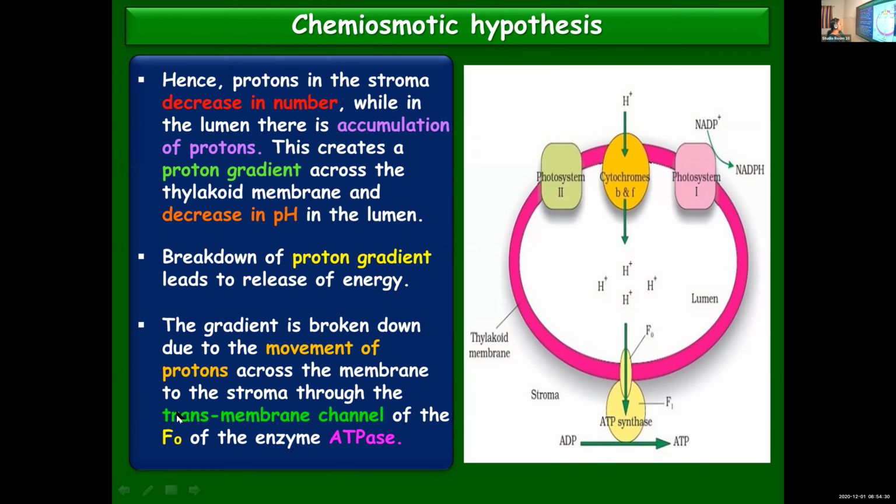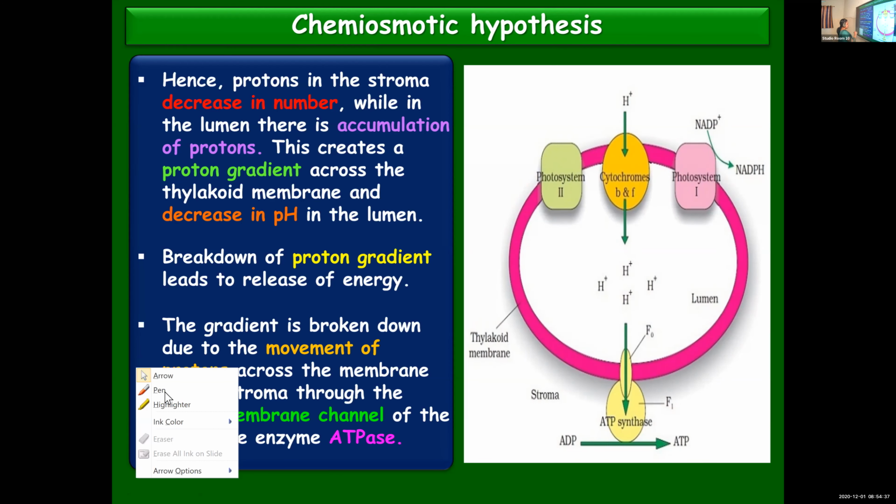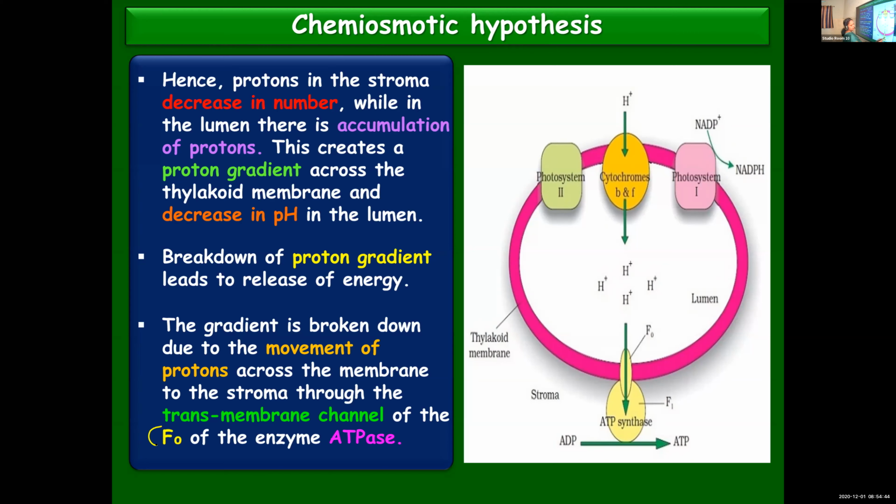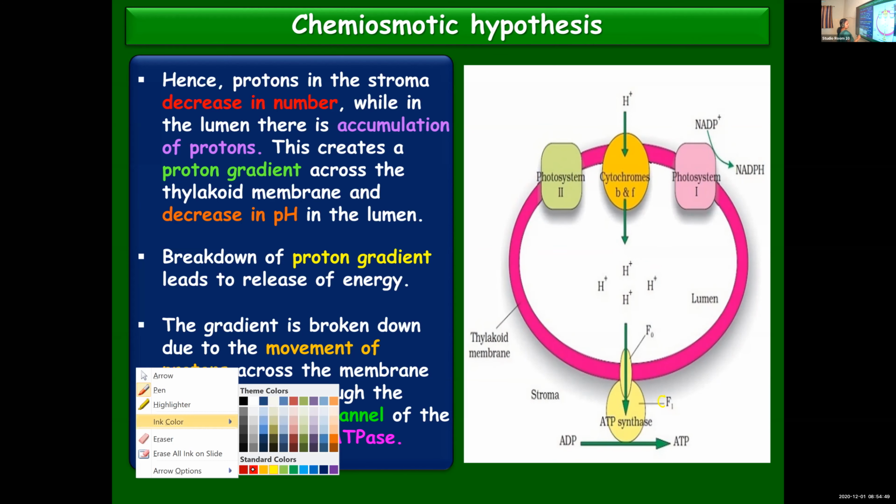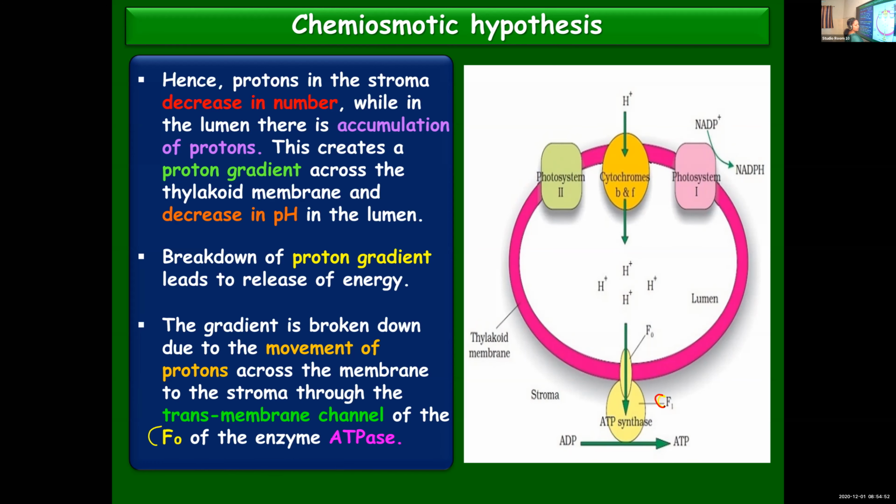You call it the transmembrane channel of F0. In old textbooks it was mentioned simply as F0, but now they have added CF0. So here also CF1 and CF0.